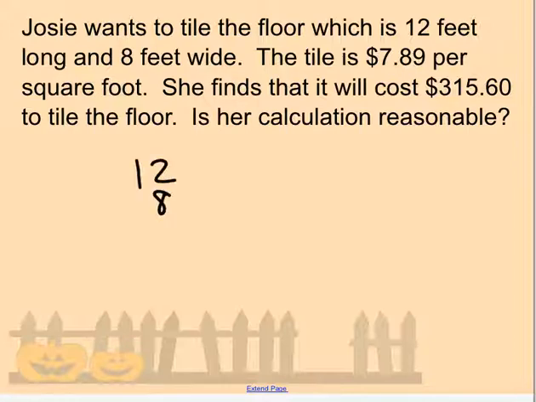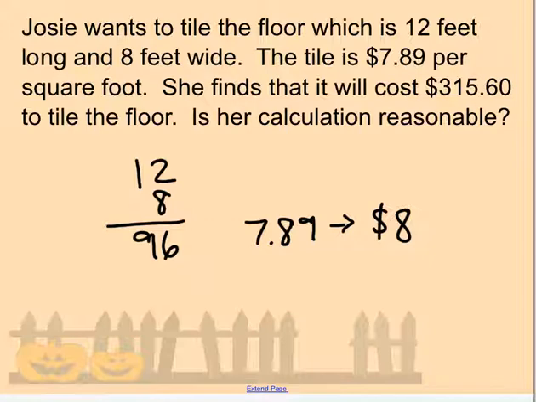So I do 12 times 8, which is 96. And then I think about how much it is per tile, and that's $7.98. I'm going to round that to $8. And I'm also going to round my 96 feet to 100 feet, just to make sure that I have enough floor tiles. So 100 square feet, $8 per square foot, we have about $800. So is the calculation reasonable? No, she is way off, and she will run out of money halfway through the floor.